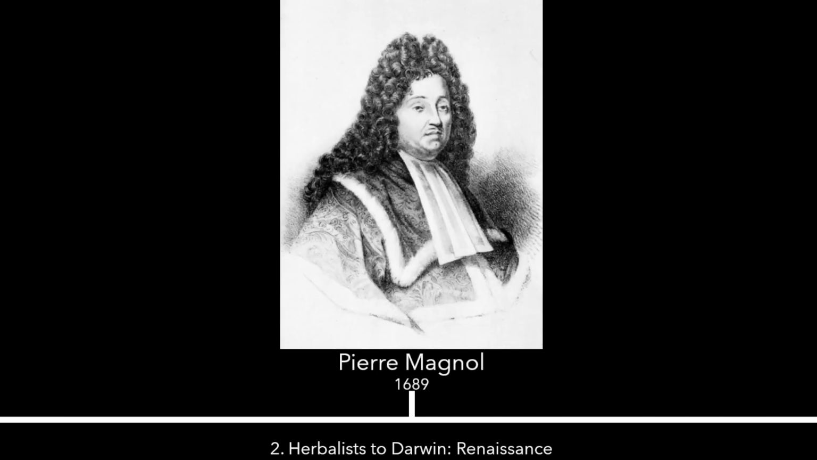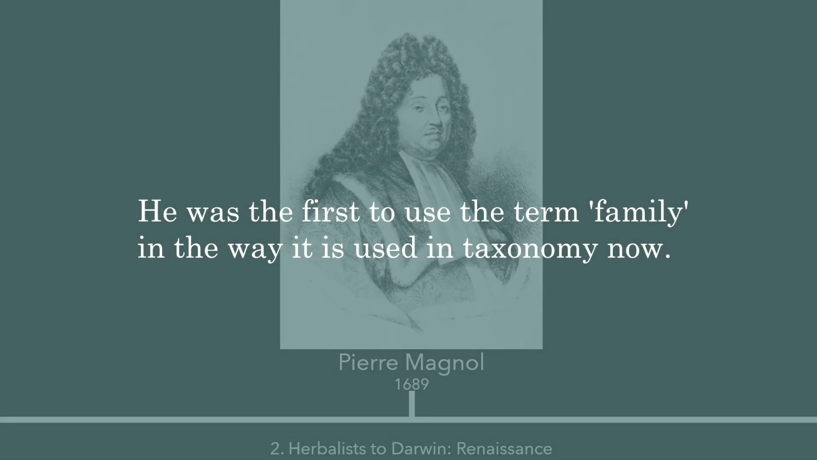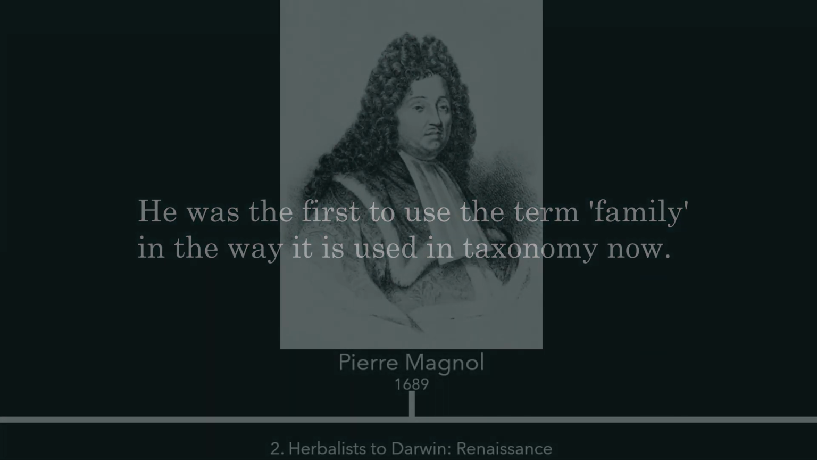So this is 1689. Matagal-tagal pagkatapos ni Cesalpino. Now, Pierre Magnol was the first one to make a clear plea for classification using combination of characters. So he built on as well with Cesalpino. Okay? He was the first one as well to use the term family in the way that we are now using it in taxonomy.